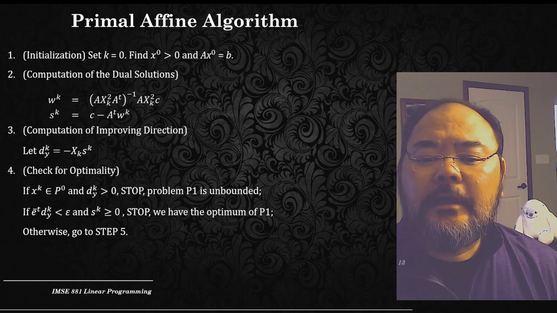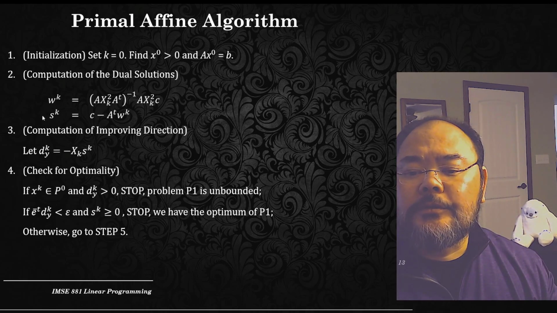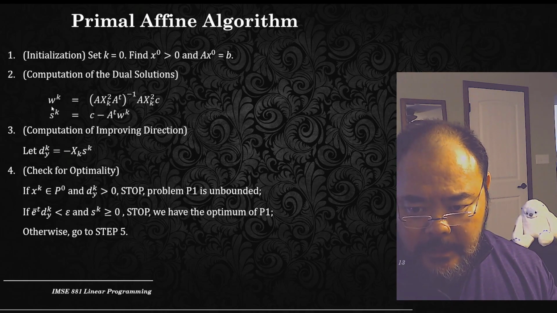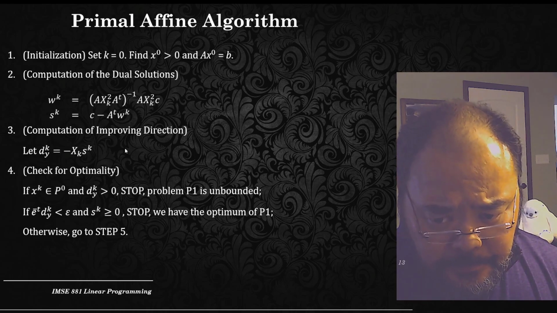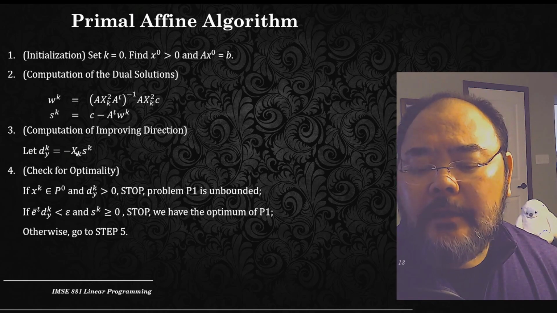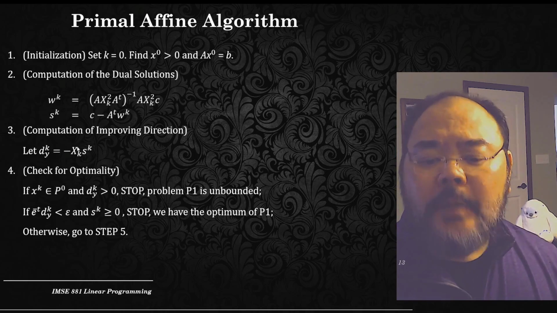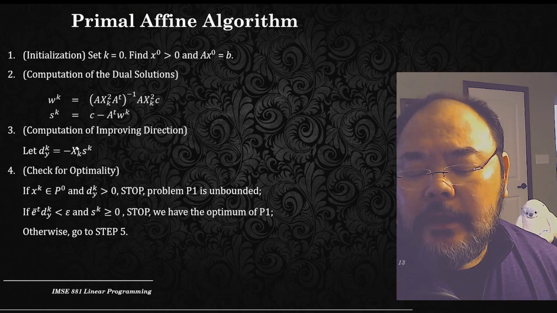Second, we compute the dual solution, omega k and sk. The sk equals what? c minus A transpose times omega k. And once we have the sk, I can easily calculate dyk equals negative capital Xk times sk. So now the calculation of dyk is much more simplified and streamlined. Even though we are working in the Y domain, actually the calculation is fairly straightforward.